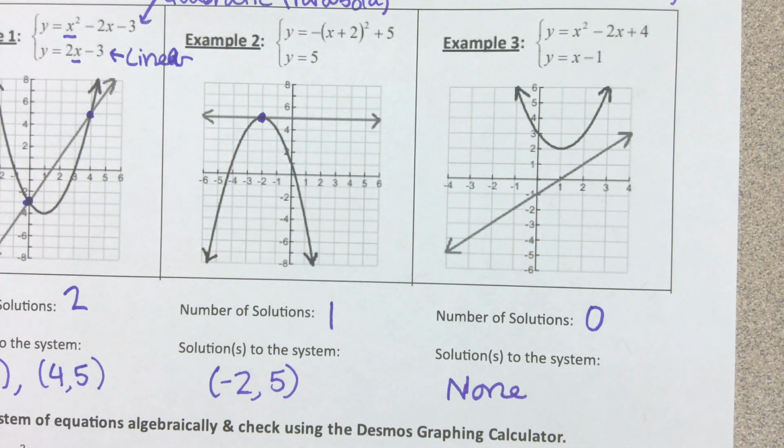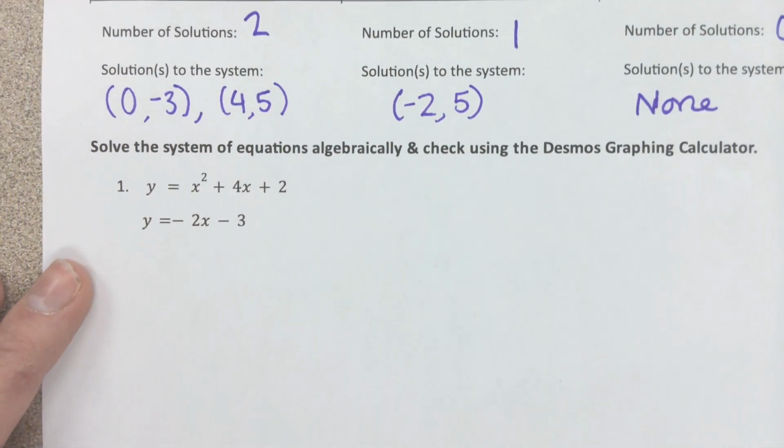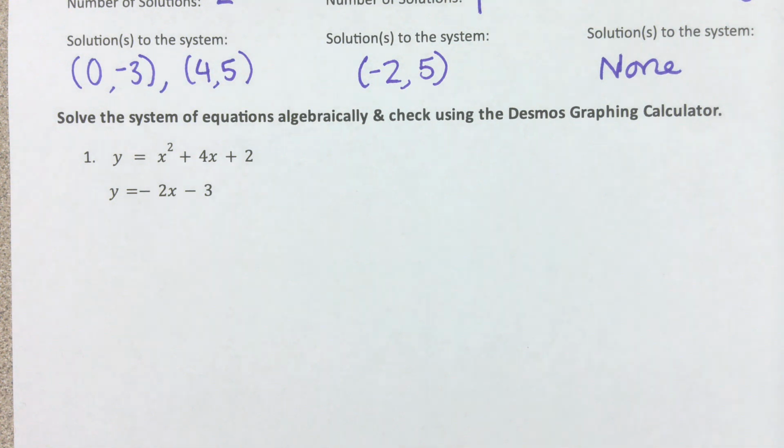Hopefully that felt pretty straightforward. When you're given the graphs, this question is very easy to answer. When you're not given the graphs and just given the equations to solve by hand, this process takes a bit more time. Everything we're about to do in here, we have done before in some other unit up to this point. We just haven't put them all together into one problem.